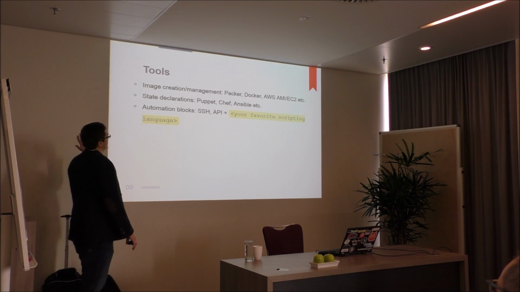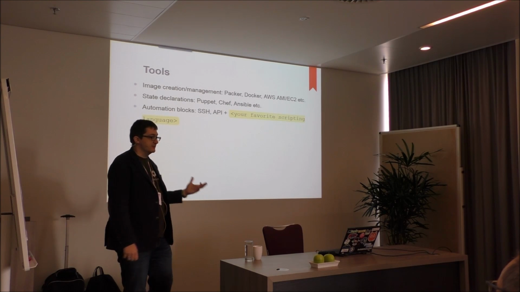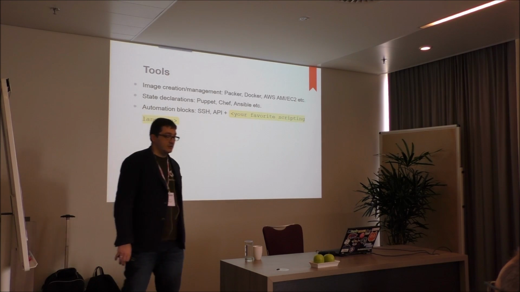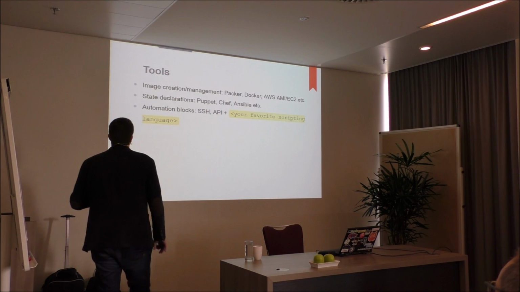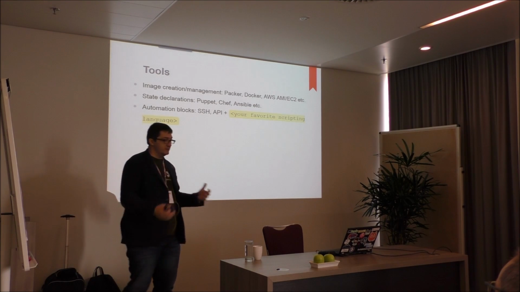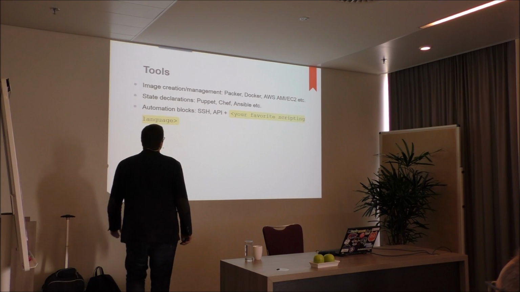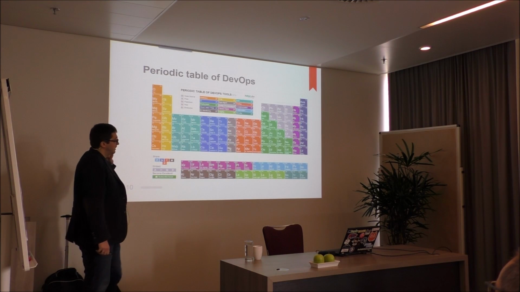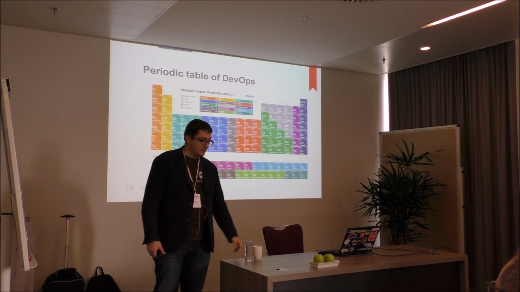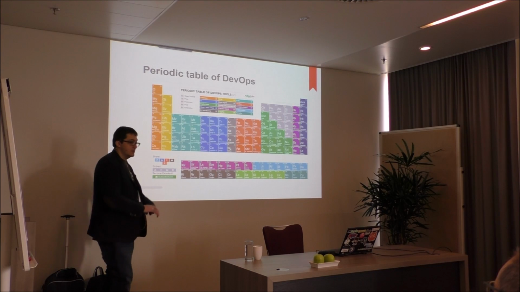Just a few examples: for image creation, you can use Packer, Docker, and all the cloud providers usually have something for that. For state declarations, it's Puppet, Chef, Ansible, Salt, whatnot. And for automation blocks, you can use different APIs, SSH, Bash, whatever scripting you like. It's not quite important. And as you can imagine, the list I've shown on the previous slide is definitely not the complete one. There are many different tools.